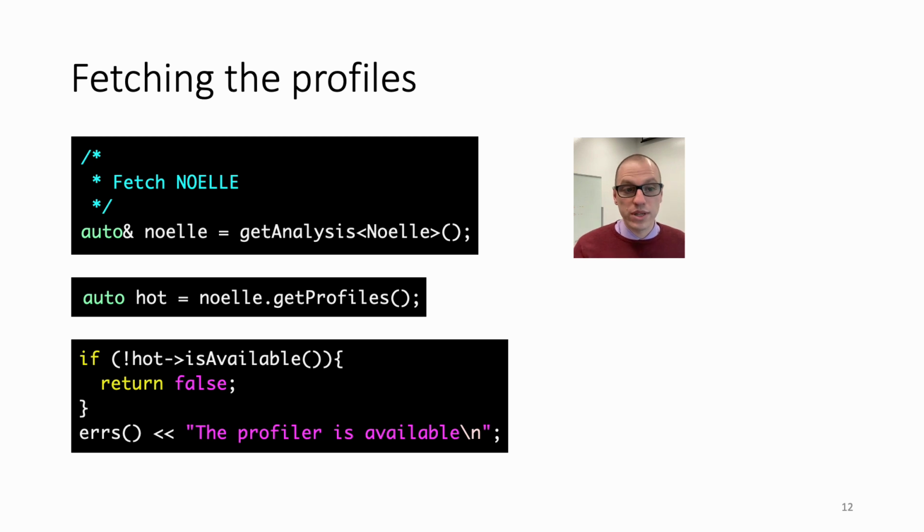The first important one is the method isAvailable. If this one returns false, it means NOELLE couldn't find any profile information embedded into the IR. If instead it's true, you have the full profile information.